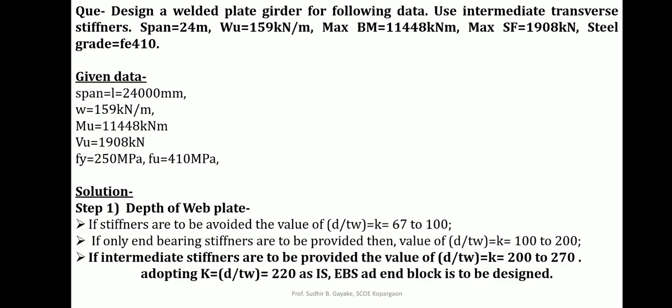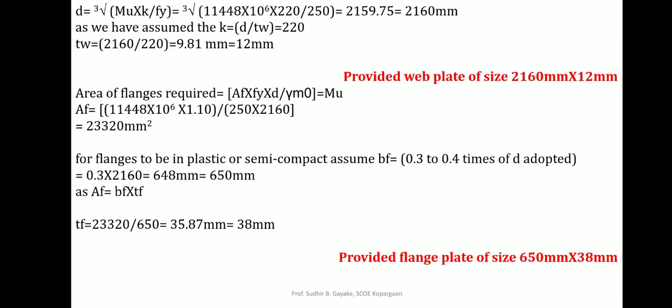So given data: span, load, ultimate moment, ultimate shear force, and Fy value as 250, ultimate strength of plate equal to Fe410. Now in the solution, we start with your D by TW ratio or K factor, and K factor depends upon your stiffeners. In the first two conditions we did not use intermediate stiffeners, and for this third numerical we are going to adopt intermediate transverse stiffeners, that is IS. Therefore purposefully we are adopting D by TW ratio greater than 200, that is condition number 3. So we will adopt D by TW ratio as 220 for this numerical.